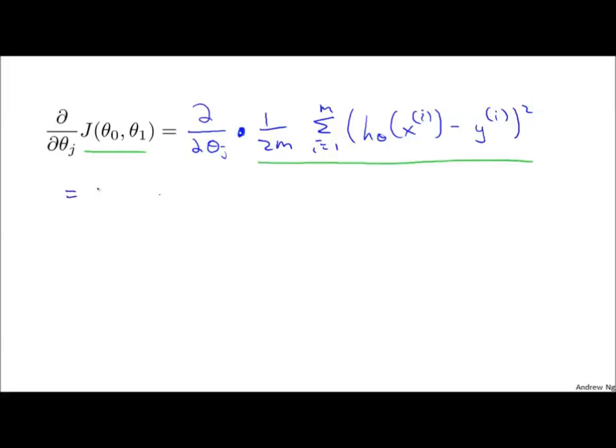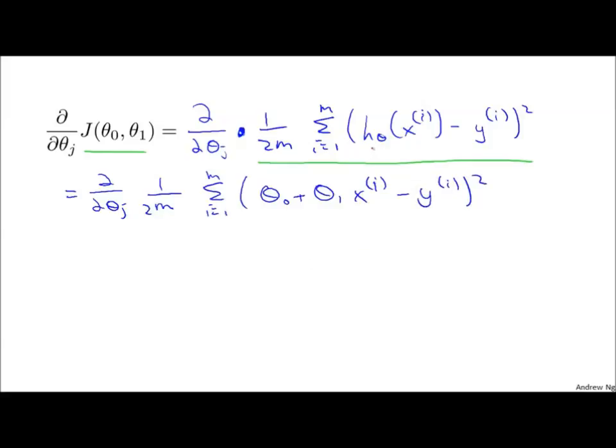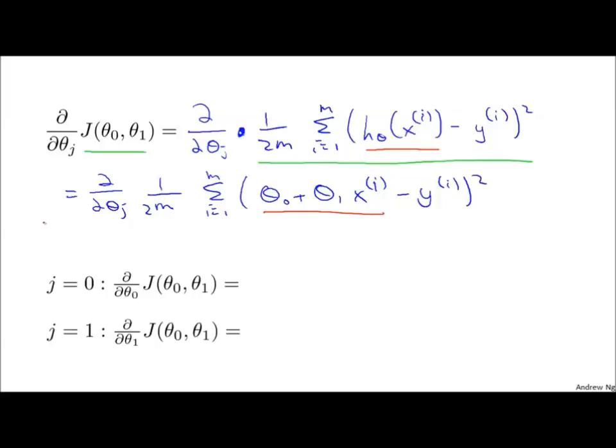And simplifying a little bit more, this turns out to be equal to this: sum from i equals 1 through m of (theta 0 plus theta 1 x^i minus y^i) squared. All I did there was take the definition of my hypothesis and plug it in. And we need to figure out this partial derivative for two cases, for j equals 0 and for j equals 1. So we want to figure out the partial derivative for both the theta 0 case and the theta 1 case. And I'm just going to write out the answers.